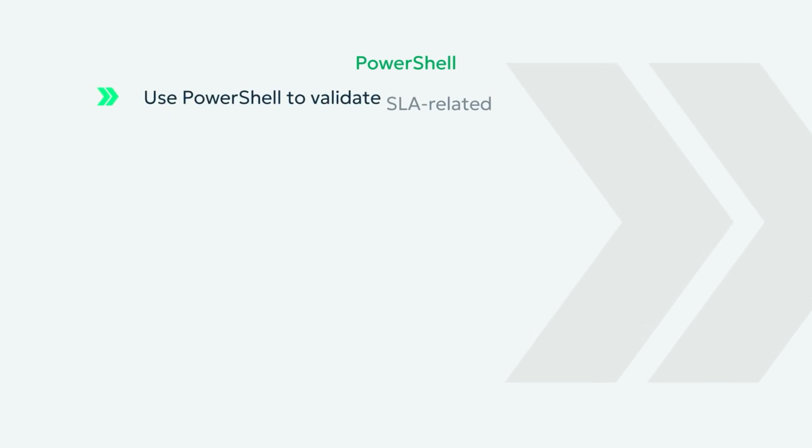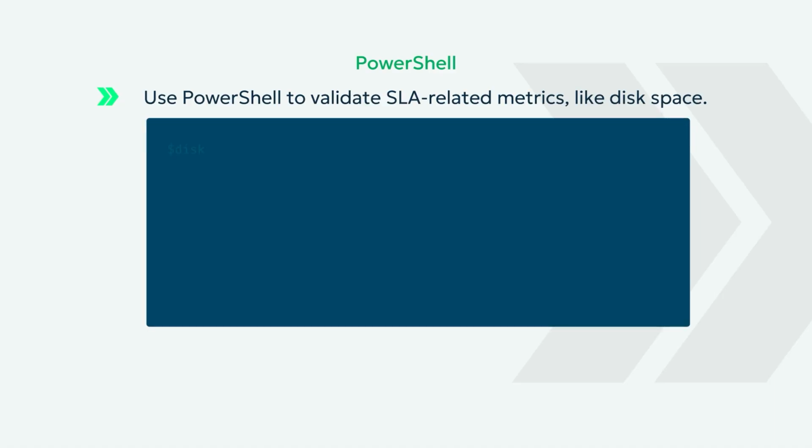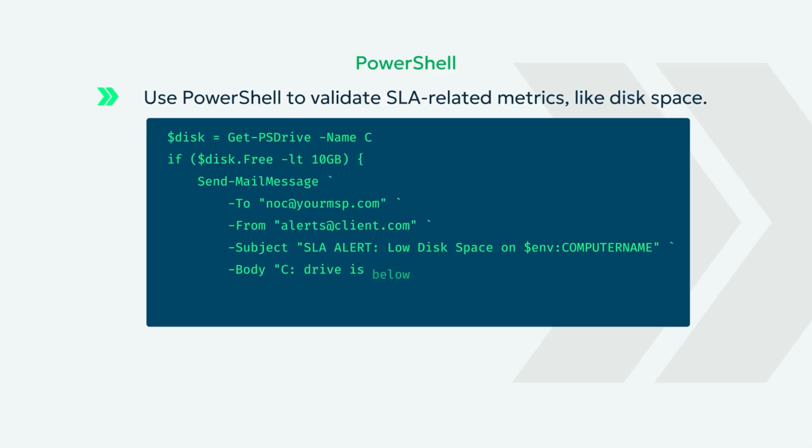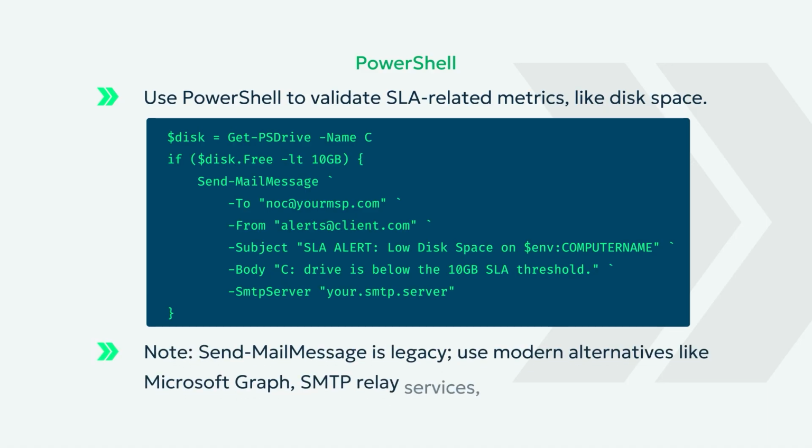Part 1. PowerShell. Use PowerShell scripts to continuously validate SLA-related system metrics. For example, here's a simple script to monitor disk space on the C: drive. This script checks available disk space and triggers an alert when it falls below the SLA-defined threshold. Note, while Send-MailMessage is still commonly used in legacy scripts, Microsoft recommends modern alternatives such as Microsoft Graph, SMTP relay services, or secure mail APIs for long-term automation.